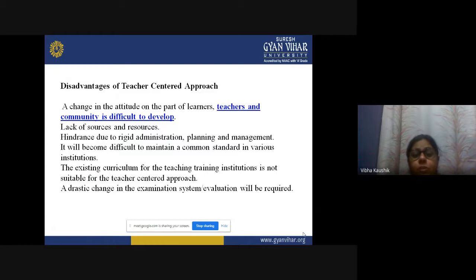Hindrances due to rigid administration. There is no flexibility on the part of the administration. Planning and management: everyone has to follow the rigid plan. It will become difficult to maintain a common standard in various institutions. The existing curriculum for the teacher training institutions is not suitable for the teacher-centered approach. A drastic change in the examination system and evaluation will be required. A change has to be made in the examination system and evaluation system.